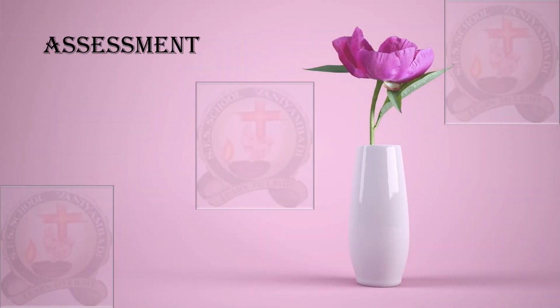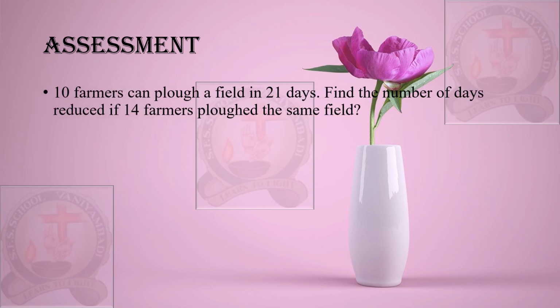Let us assess what we learned now. 10 farmers can plough a field in 21 days. Find the number of days reduced if 14 farmers plough the same field. So 10 farmers, 21 days. Now with 14 farmers, how many days? There are two quantities here: the farmers and the days. 10 farmers take 21 days. Now 14 farmers, how many days here? That is the question.